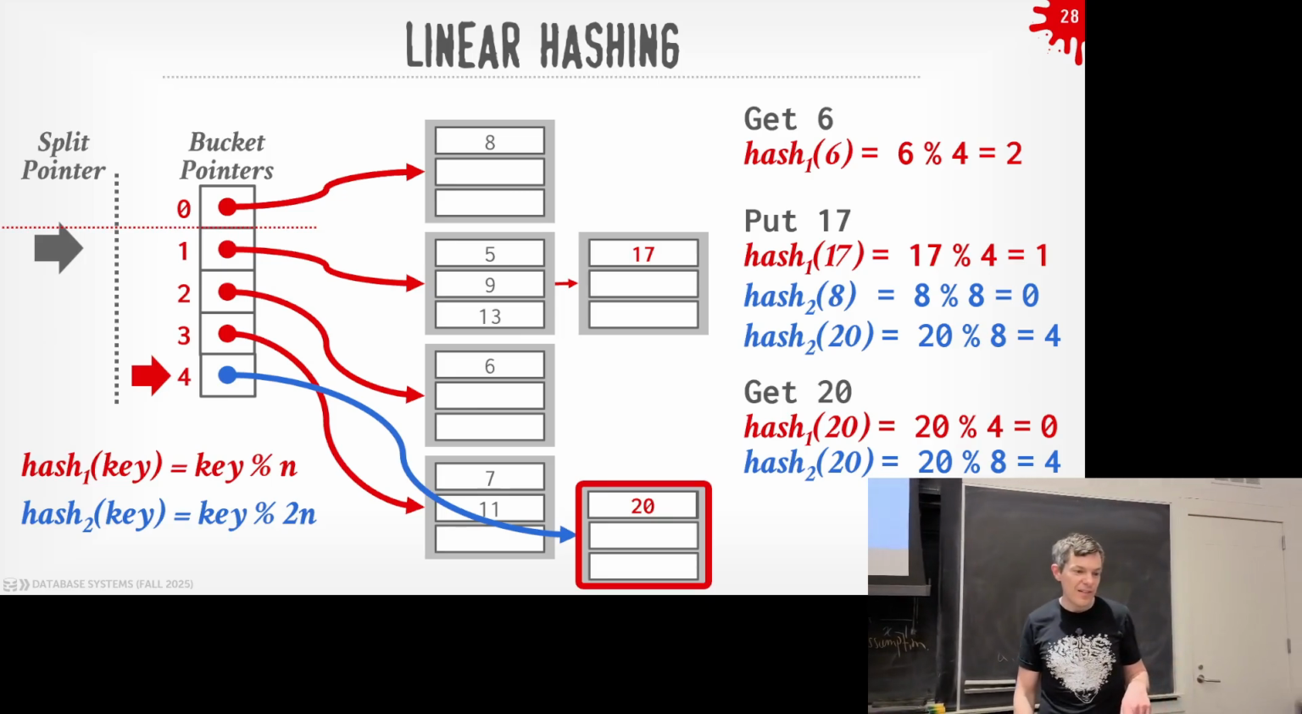Yes? So the new hash functions are always like you multiply the mod by 2? By 2n, yes. So yeah. And you move the pointer whenever you split something else. All right, last question. Sorry.